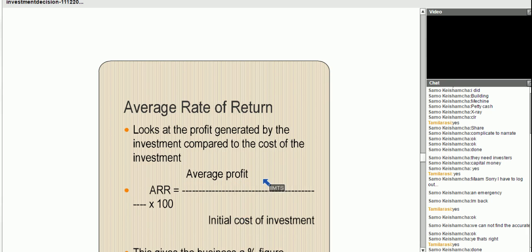Like the profit which we are expecting from that machine, or from the sale of those goods manufactured using that machine, is 5,000, and the cost of initial investment is 50,000. So 5,000 upon 50,000 into 100. So we'll get an answer in what? In percentage, and then we are going to decide how much we are going to invest.